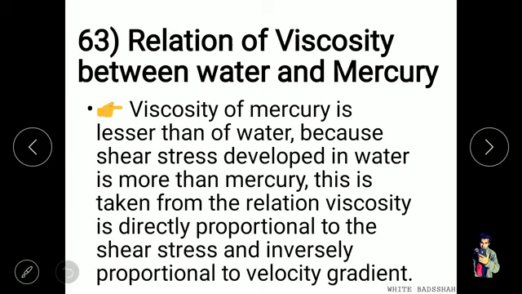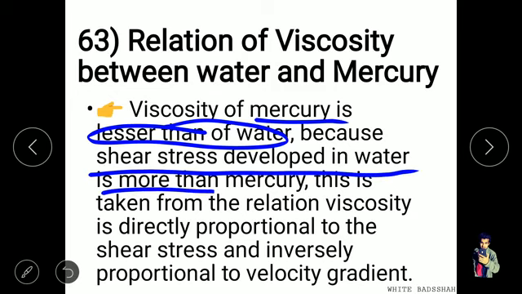Now the relation of viscosity between water and mercury. Viscosity of mercury is lesser than water because the shear stress developed in water is more than in mercury. This is taken from the relation that viscosity is directly proportional to shear stress. Indirectly, shear stress is inversely proportional to the velocity gradient. So the viscosity of mercury is lesser than that of water.